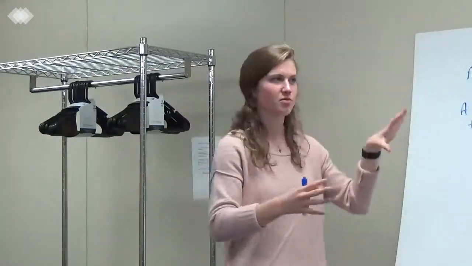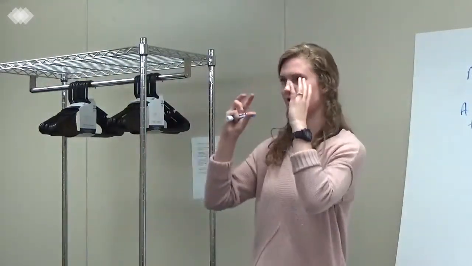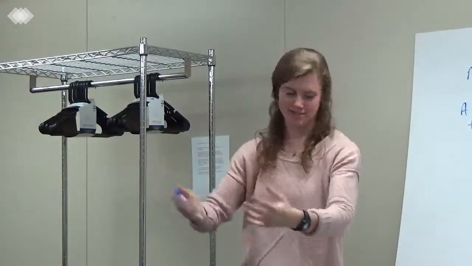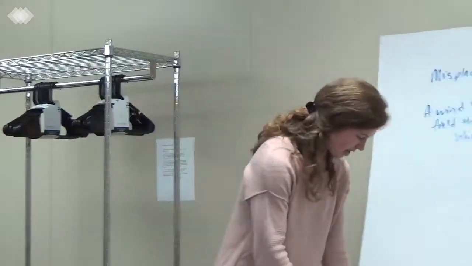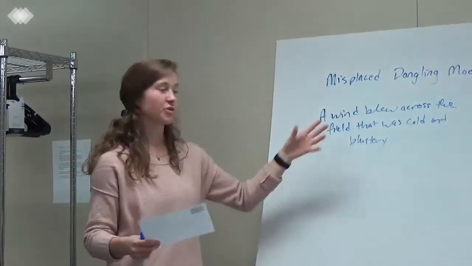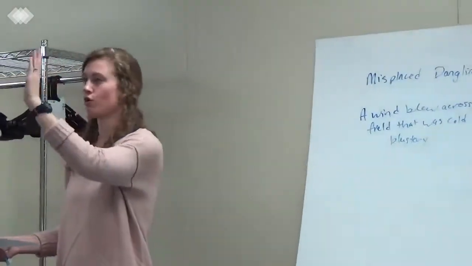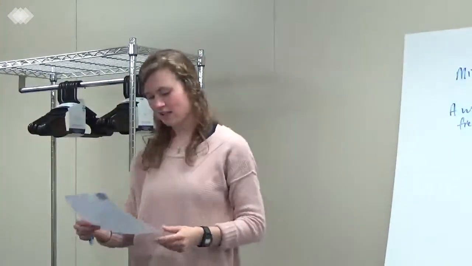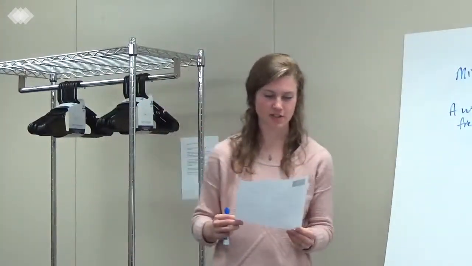So when you know these rules, you can say, okay, I have this information, how can I make this make sense? Anyway, all that to say, a cold, blustery wind. You can say cold and blustery, or you can say a cold, blustery wind. A cold, blustery wind blew across the field.